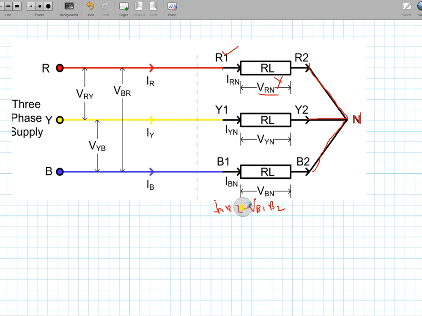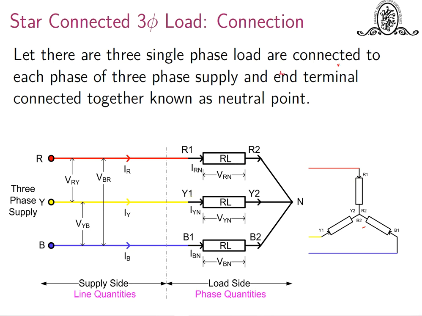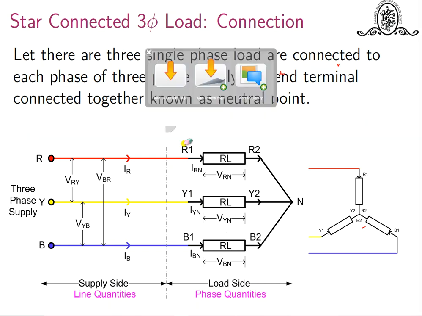Next, the voltage across B1B2 is connected to the B phase, and this point is the neutral point, so it is VBN, and the current flowing through this is IBN. So these are the voltages and currents flowing in this network. Now I will redraw this diagram to see how these connections will look.